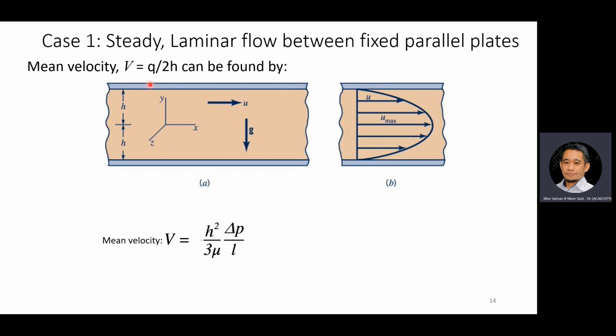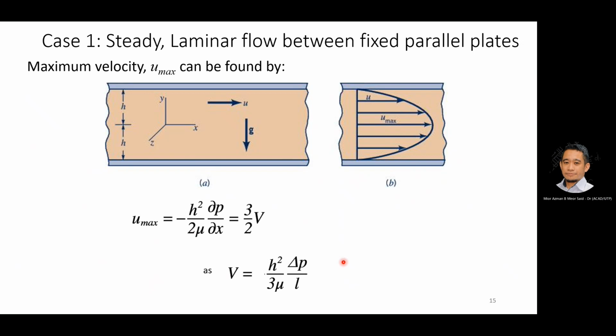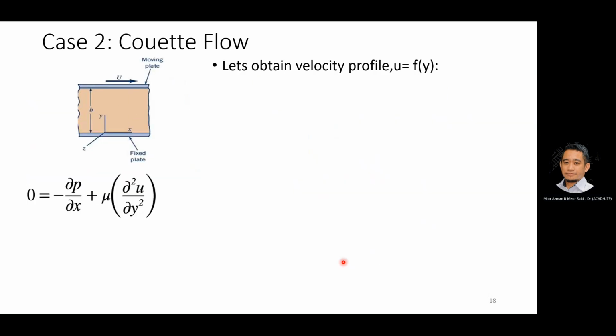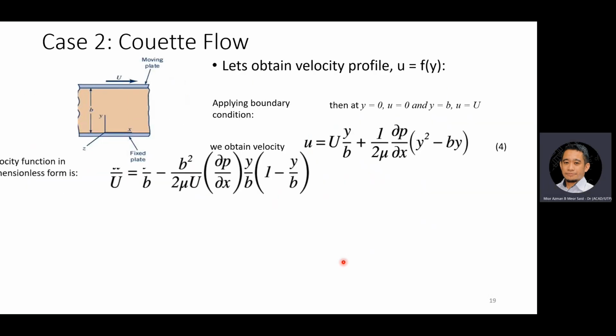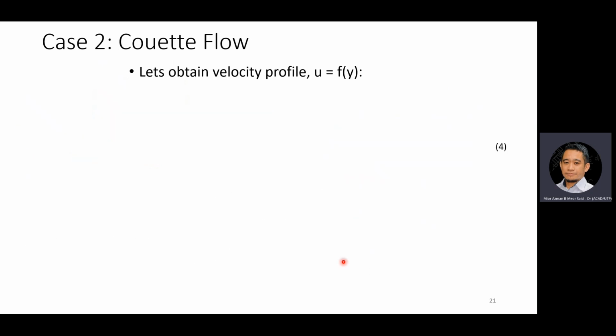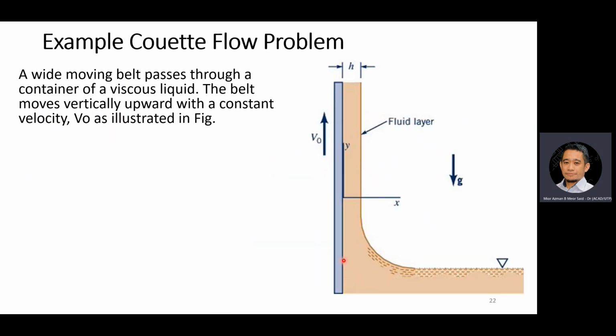Right, so the average velocity, or the mean velocity, is Q divided by 2H, the volume flow rate divided by this dimension, the total length of the flow, 2H. So we have to use that expression to solve the problem. But our problem here is in case 2, which is the Couette flow.